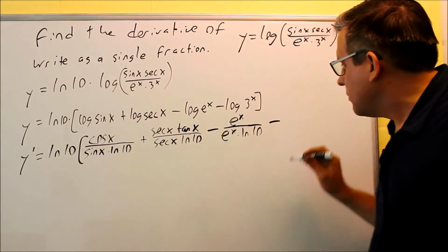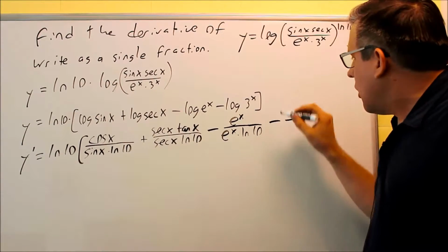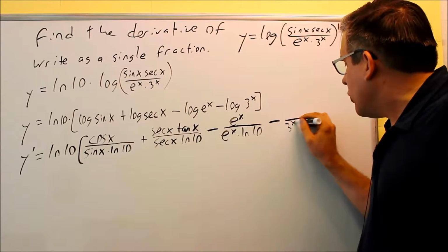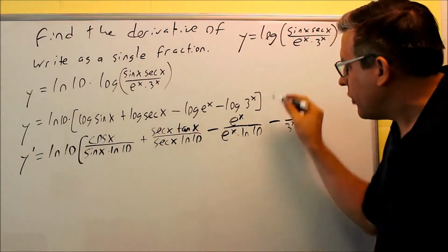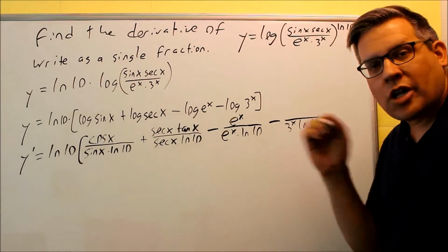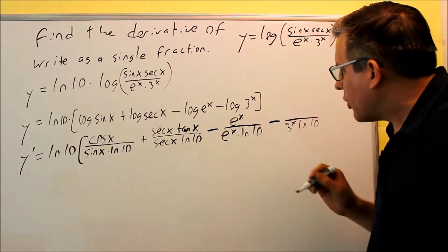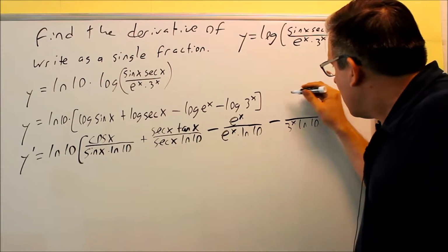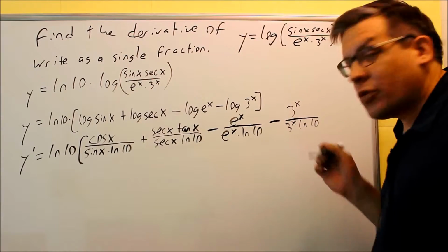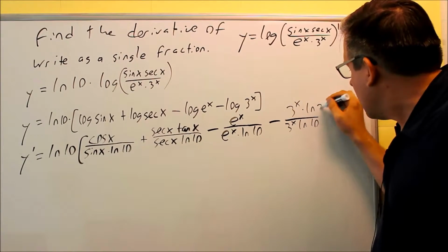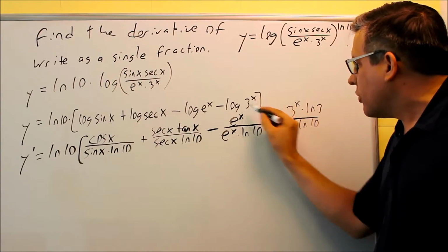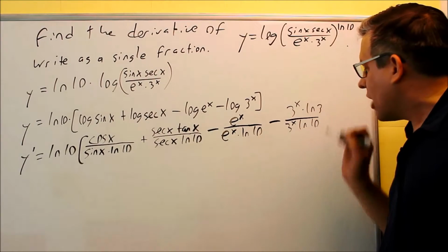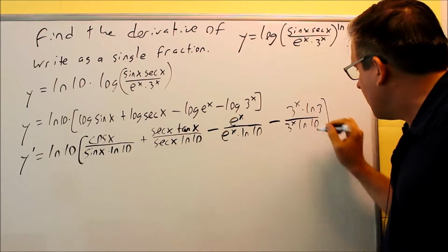The last one, 3 to the x. Now on the bottom I have the u, which is 3 to the x, and then I have ln 10 again. Now on the top I want to do the derivative of 3 to the x. We talked about that earlier. The derivative of 3 to the x is going to be the same thing, 3 to the x, but then times ln of its base. We're not going to use ln 10, we're doing the derivative of 3 to the x. So that base has got to be 3.